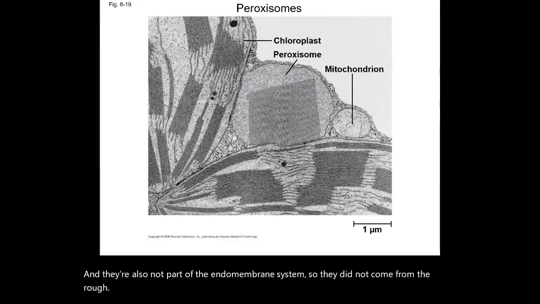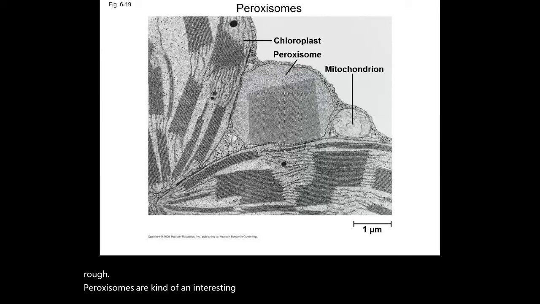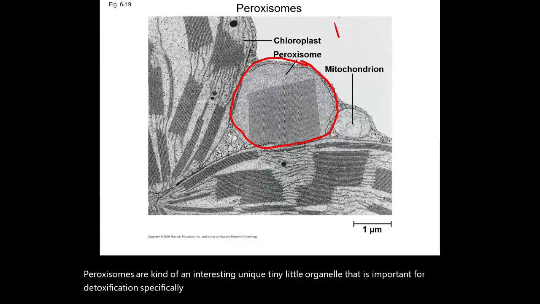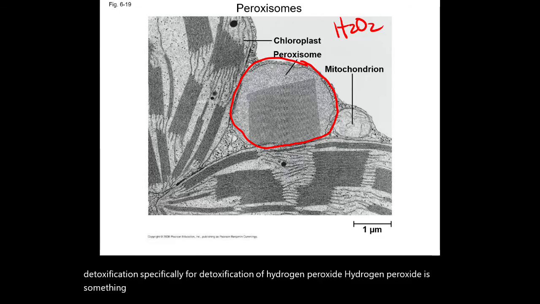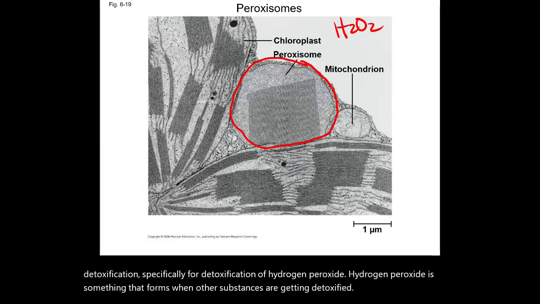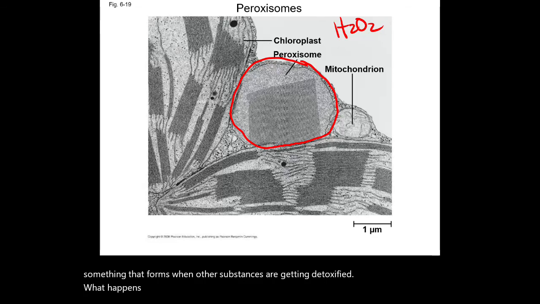Peroxisomes are kind of an interesting, unique, tiny little organelle that is important for detoxification, specifically for detoxification of hydrogen peroxide. Hydrogen peroxide is something that forms when other substances are getting detoxified. What happens is when the smooth ER strips away hydrogens from larger toxic molecules, accidentally hydrogen peroxide is formed because of all these extra hydrogens.